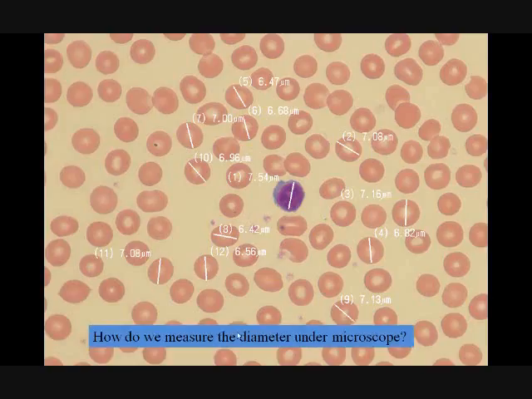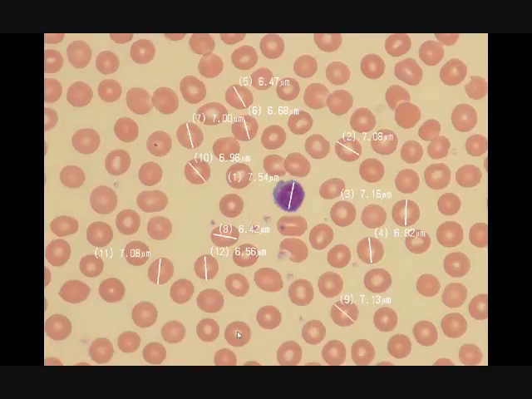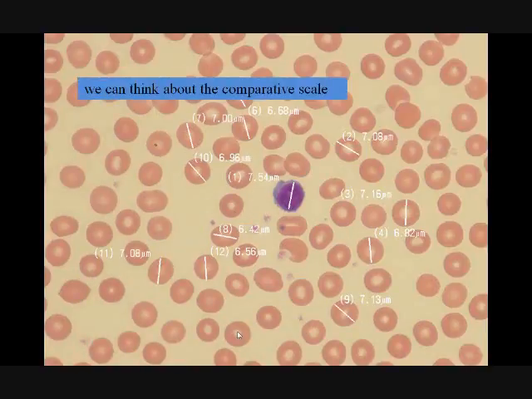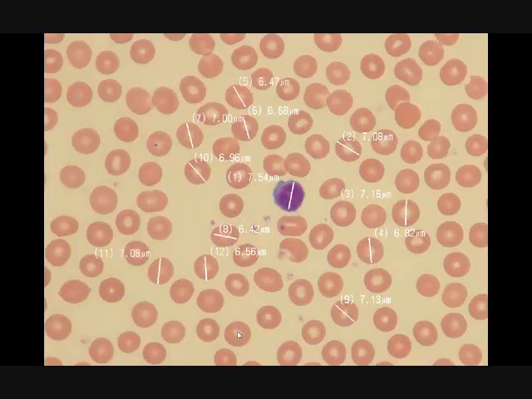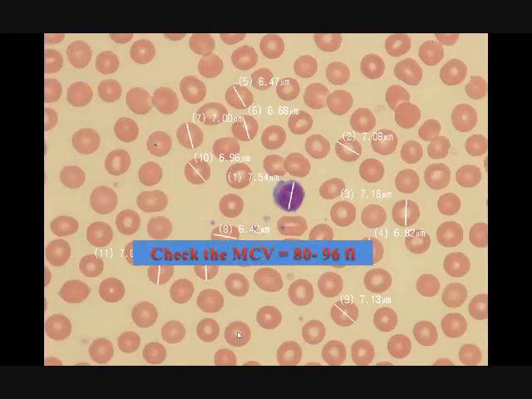How do we measure the diameter under the microscope? We can think about a comparative scale because we're going to be comparing the nucleus of the lymphocyte with the diameter of the red blood cell. And we can also check our indices. Remember, MCV tells us about the size of the cell. Normal MCV is between 80 and 96.